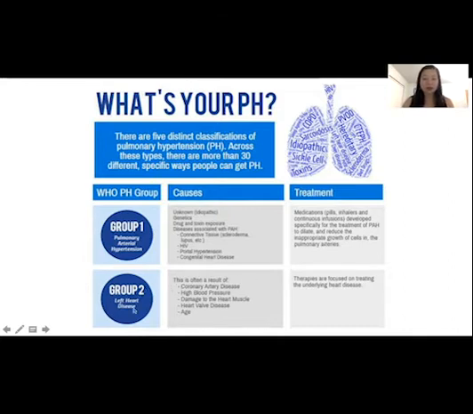WHO Group 2 pulmonary hypertension is due to left heart disease or from elevated pressures on the left side of the heart, either due to stiffening of the heart muscles or inability of the heart muscles on the left side to pump blood effectively. This is often associated with diseases like coronary artery disease, high blood pressure, aging, heart valve disease, or heart attacks that may have damaged the heart muscles. Therapy is focused on treating the underlying left heart disease.